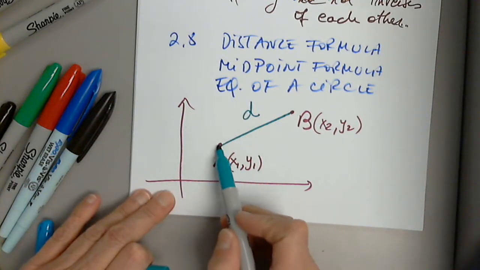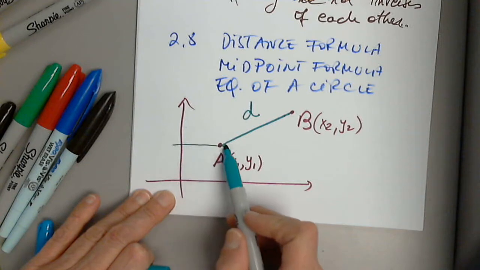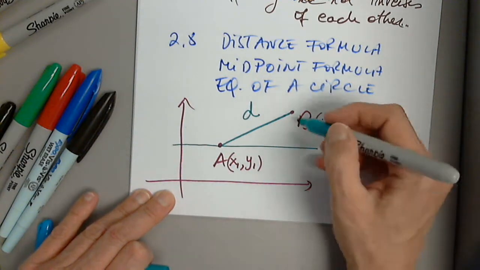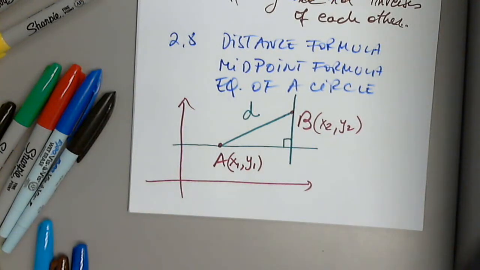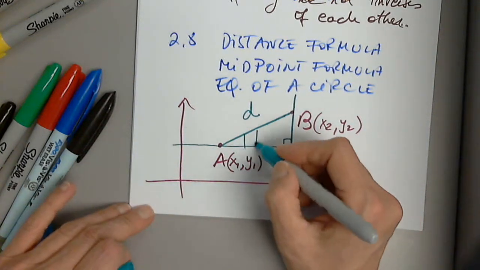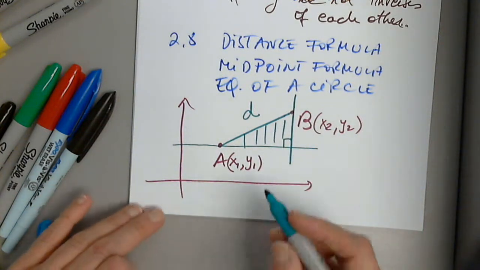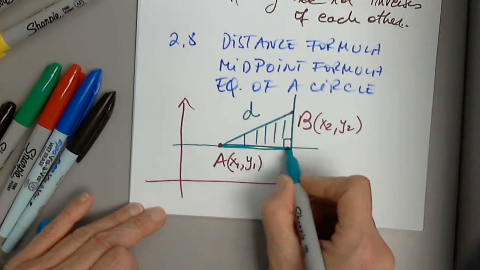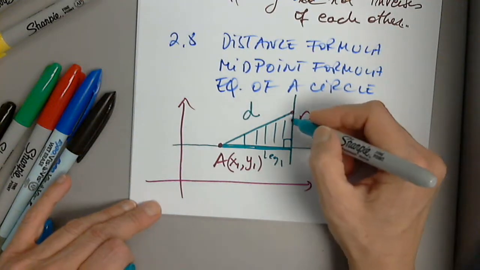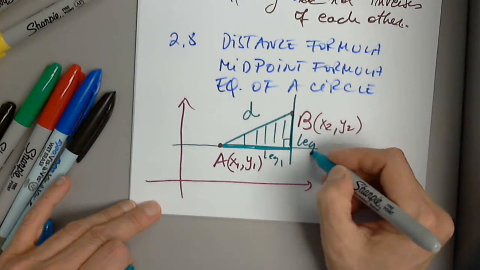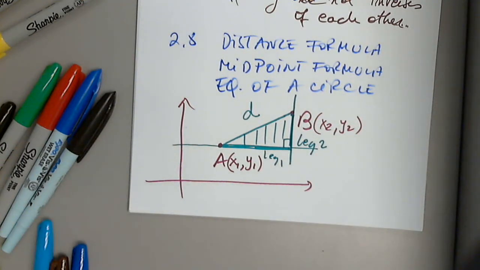We will form a right triangle with a horizontal line passing through point A and a vertical line passing through point B that will create a 90-degree angle. And of course, I'm going to call this leg 1. I'm going to call this leg 2. So one leg is leg 1, the other leg is leg 2, and the distance or the hypotenuse is D.